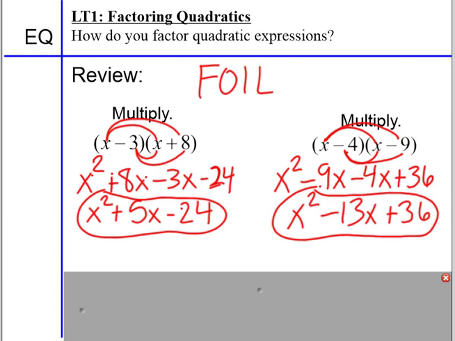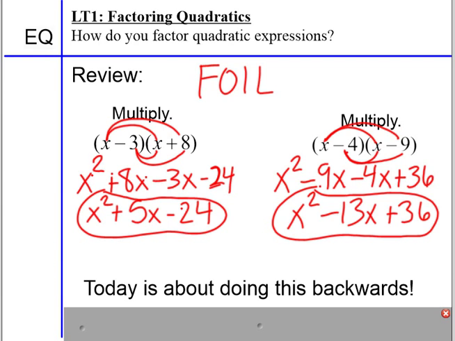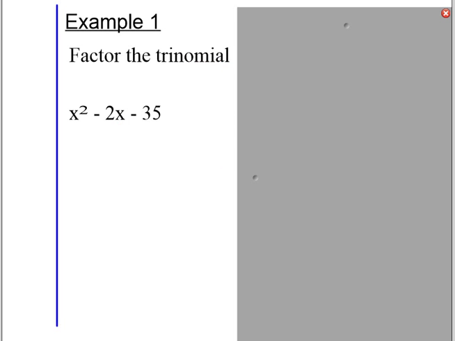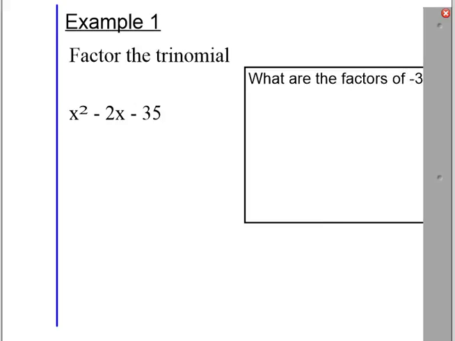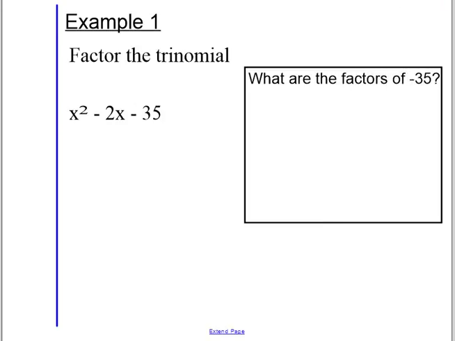But the point of our lesson today is actually to do this backwards, to start with the trinomial and make the two binomials that would multiply to create it. The way that we're going to do this is we are going to consider what creates the 35. If you remember from what we just saw, the two numbers in the binomials multiply to make 35. So we have to ask ourselves a question. What are the factors of negative 35?